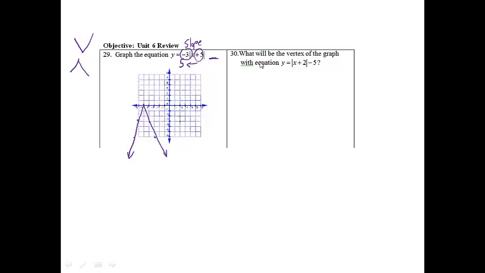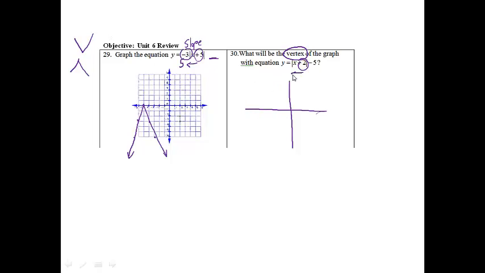All right, number 30. What will be the vertex of the graph with the equation y equals absolute value of x plus 2 minus 5? It's asking me what will be the vertex. It's not actually asking me for the graph this time, but where is that V? Where is it going to point? So the best thing to do is actually start graphing this. We do know that it's going to be a V because of the absolute value.